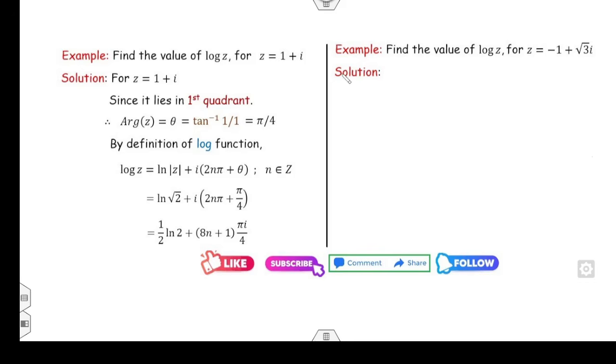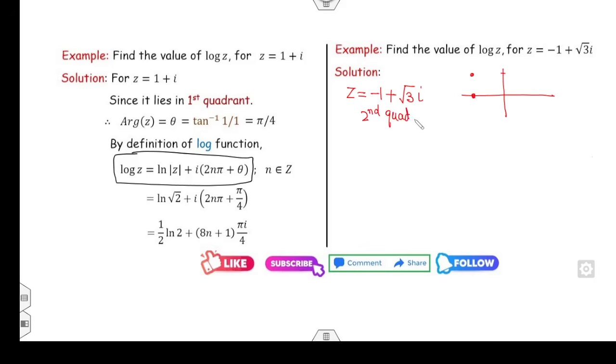Again, your target is to find the expression of the log of z. Fine. आपका हमेशा फर्स्ट स्टेप यही होगा, इसको चेक करिए कहाँ लाई करता है. z is equal to minus 1 plus root 3 iota. X is equal to minus 1. Y is positive. That lies in my second quadrant.